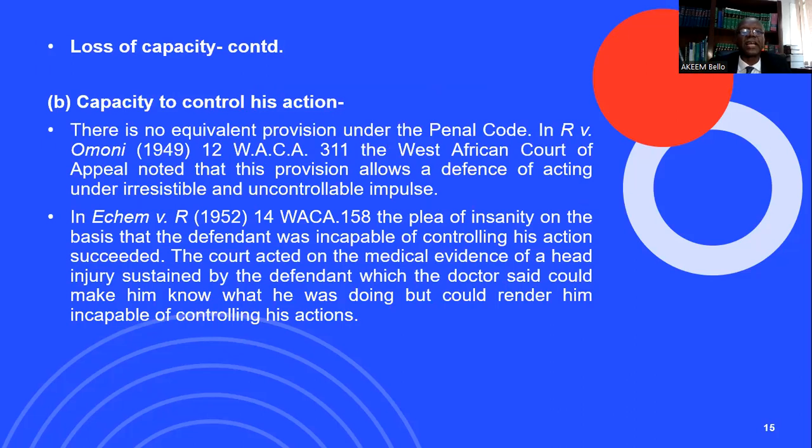Capacity to control his action. Like I've said earlier, this leg of loss of capacity is only provided for under the provisions of the criminal code. There's no equivalent provision under the penal code. In Aranomoni, the West African Court of Appeal noted that this provision allows a defense of acting under irresistible and uncontrollable impulse. So a defendant may understand what he is doing, but he may be under such an irresistible and uncontrollable impulse.